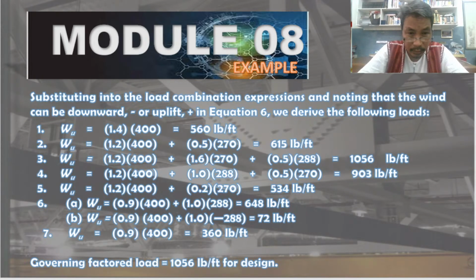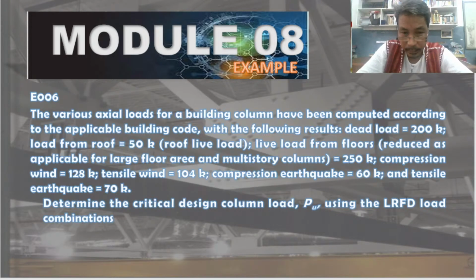Therefore, after that, we can now compare all the results. Which one has the highest value? The highest value is equation number 3. So therefore, our answer is 1,056 pounds per foot. So that's how we compute the load combination. We will now use 1,056 pounds per foot for our design. That is the load of our structure.